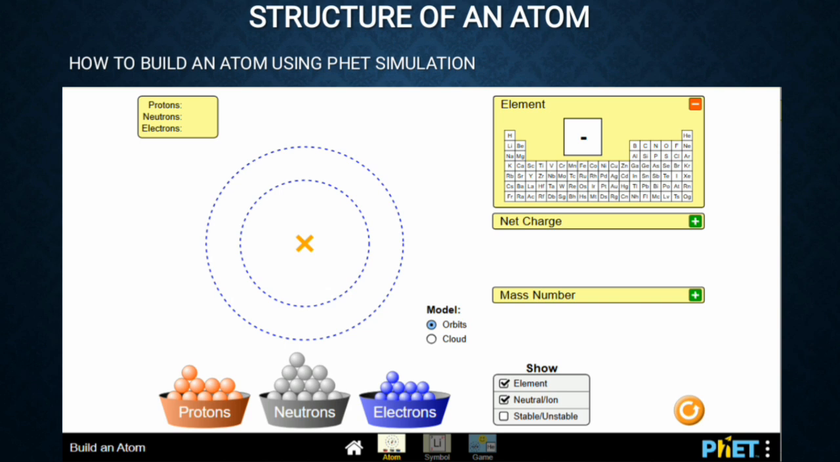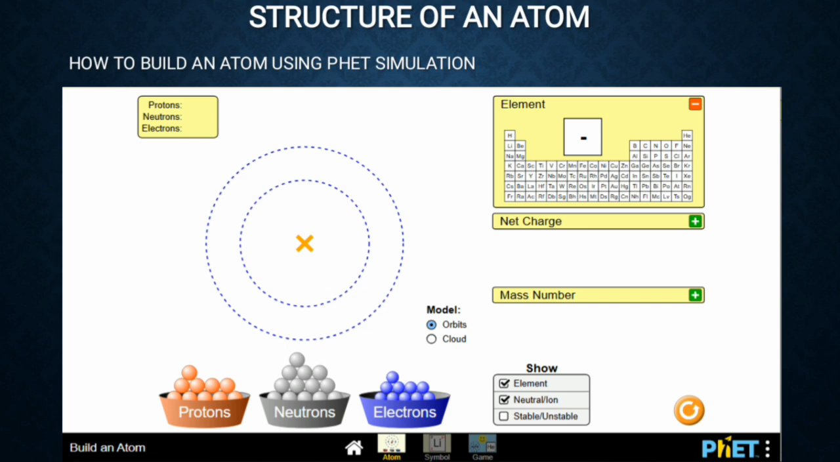So after that, the next thing to do is to build an atom. How do we build an atom? If you look at the simulation carefully, you'll see there are protons, neutrons, and electrons. These are the elementary particles of an atom. So what we are going to do is to build the atom. Again, remind yourself that protons and neutrons are found where? In the core, in the nucleus of an atom, while electrons are found where? Outside the nucleus of an atom.